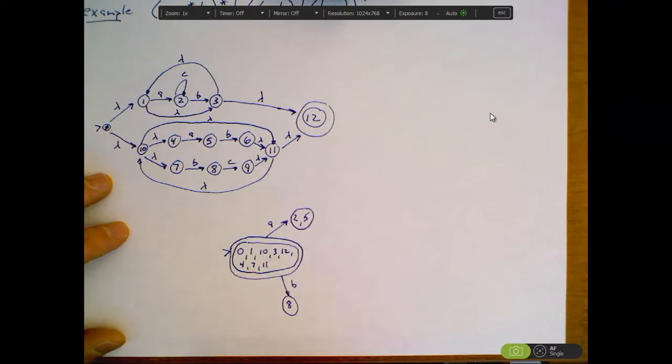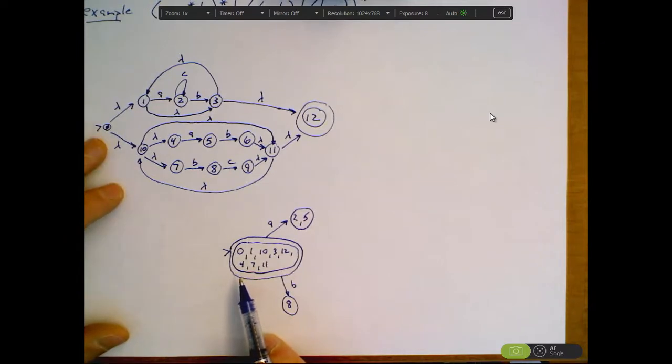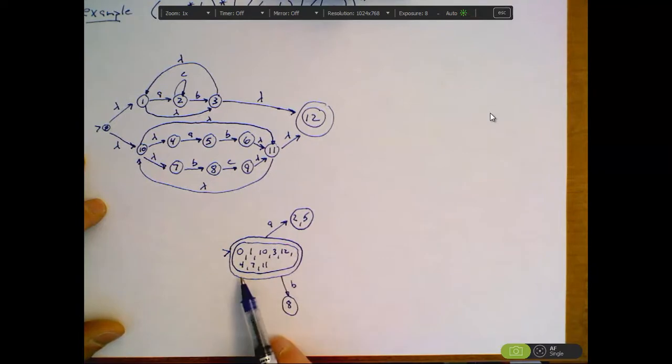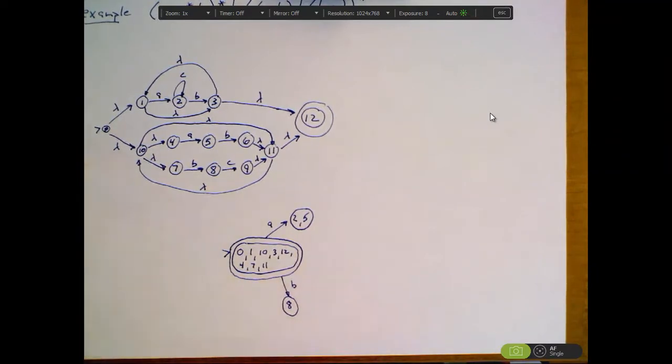How about C from the initial state? 0 on a C, no. 1, no. 10, no. 3, no. 12, no. 4, no. 7, no. 11, no. So C actually is an error coming out of this initial state.